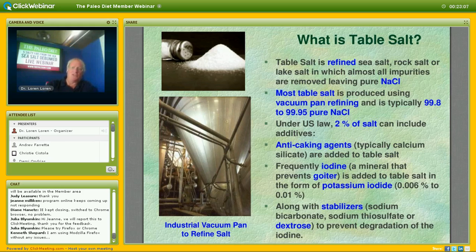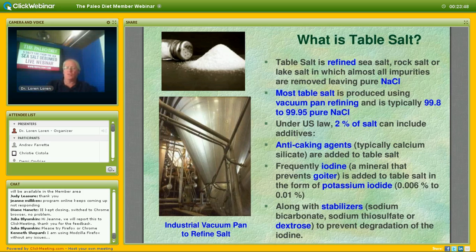And so there's an industrial process called vacuum pan refining, and that process typically gives us sodium chloride that is virtually pure, between 99.8 to 99.95% pure sodium chloride. Under U.S. law, manufacturers can include a number of additives, and they need to put in anti-caking agents, because if they didn't, the salt all clumps together and it wouldn't pour. Typically in the U.S., calcium silicate is added to table salt. It doesn't seem to have much physiologic or nutritional effect.